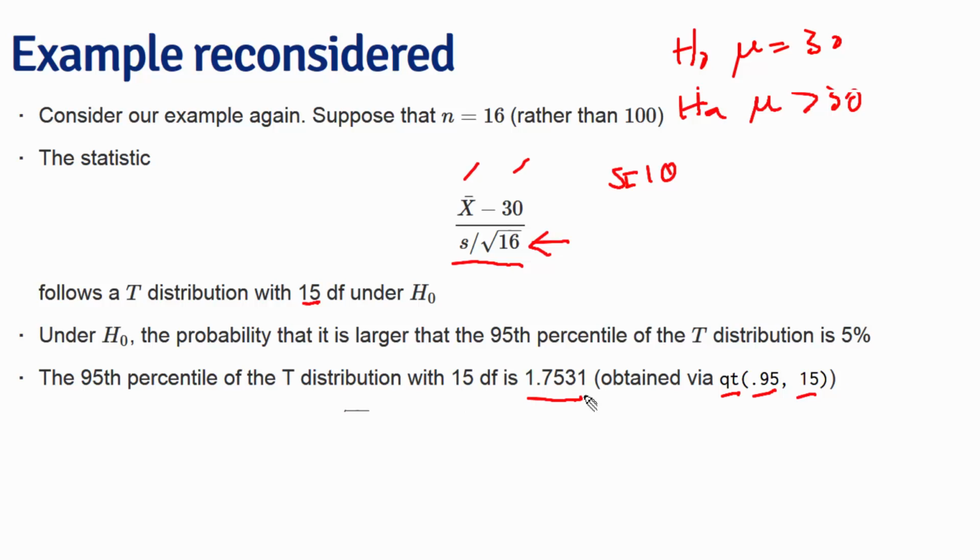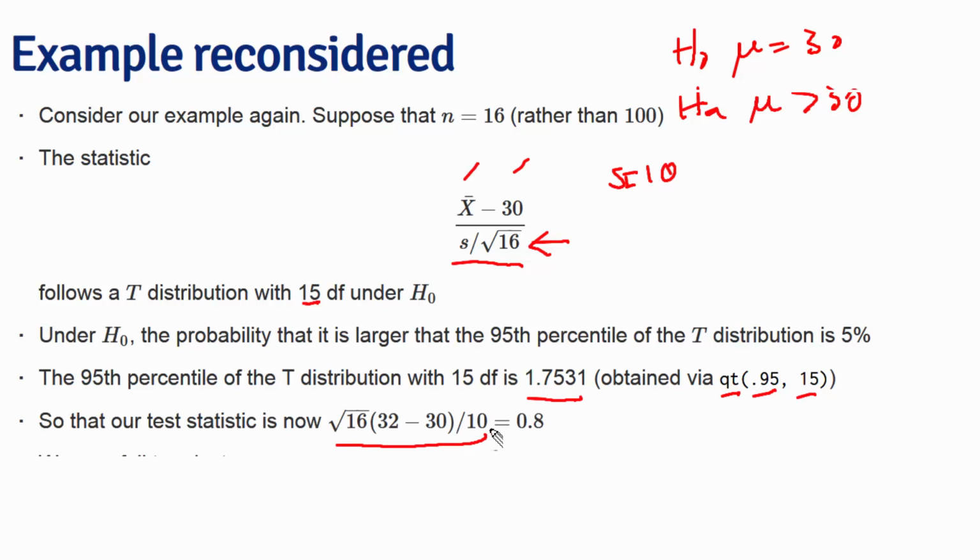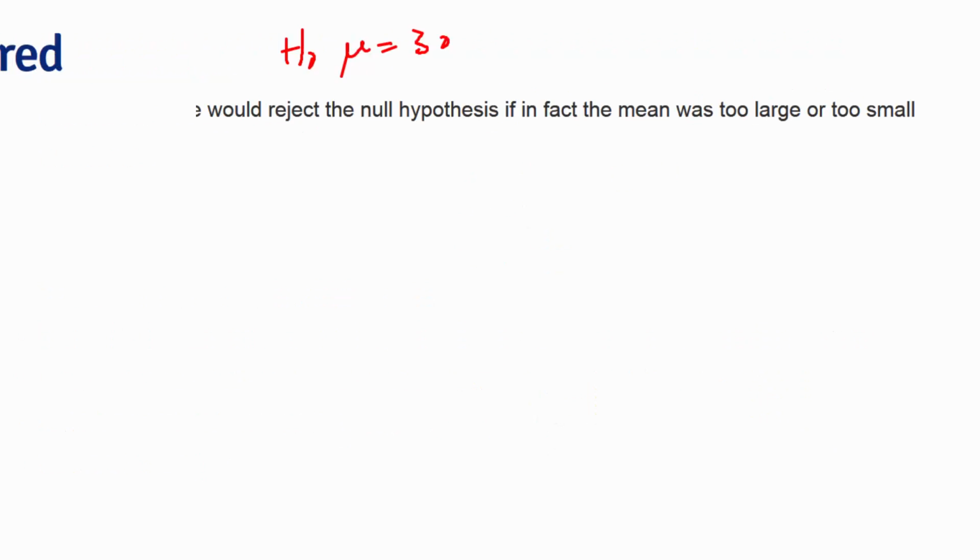1.7531. Our test statistic, if we actually plug in the 10 and our x bar of 32, works out to be 0.8. And so we're failing to reject because 0.8 is smaller than 1.75.